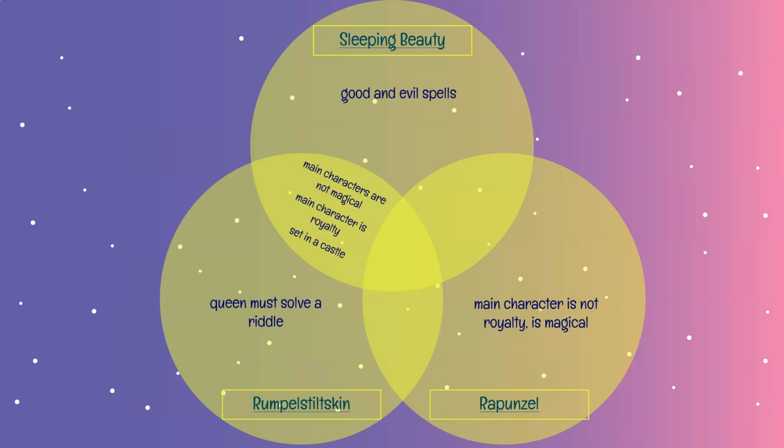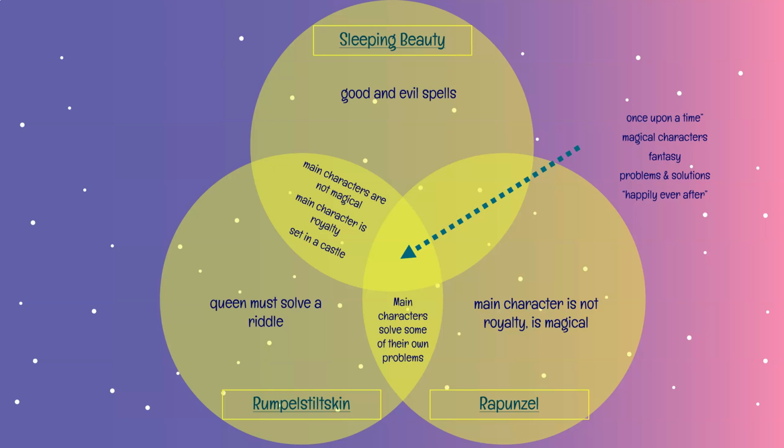Now, there's something that was the same between Sleeping Beauty and Rumpelstiltskin that was not the same with Rapunzel. The thing that's similar between Sleeping Beauty and Rumpelstiltskin is that the main characters are not magical. The main character is royalty, and the setting is set in a castle. Something that's similar between Rumpelstiltskin and Rapunzel, but is different in Sleeping Beauty, is that the main characters solve some of their own problems.